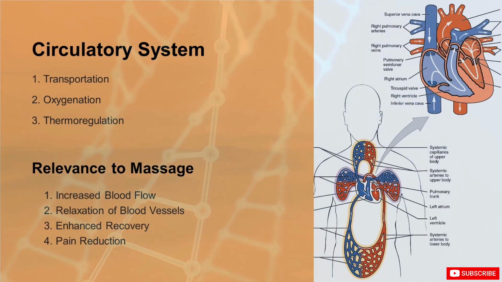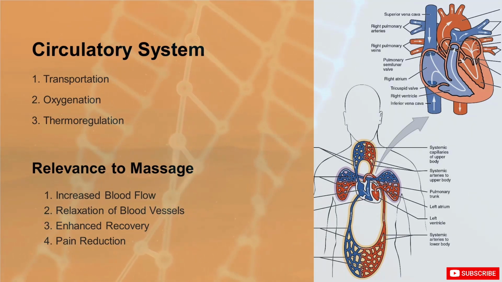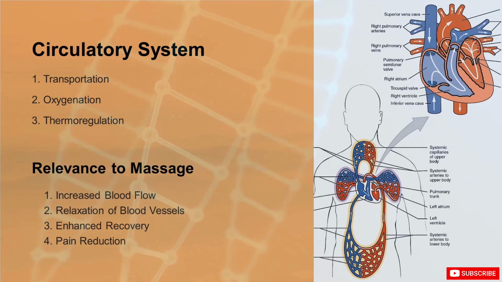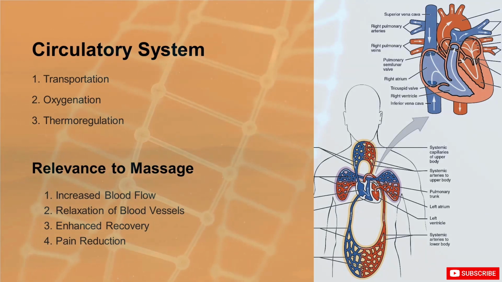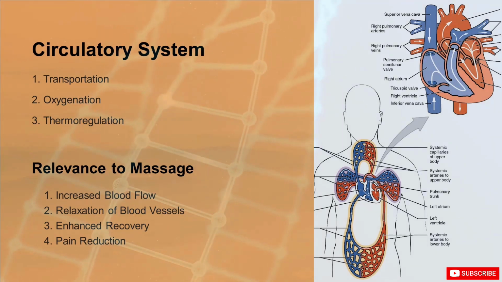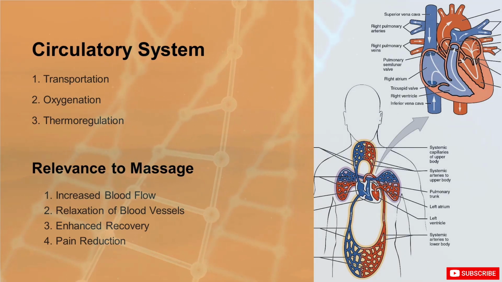Circulatory system. The circulatory system is responsible for the transport of blood, oxygen, nutrients, and waste products throughout the body. It consists of the heart, blood vessels, arteries, veins, capillaries, and blood. The circulatory system's main functions are: 1.